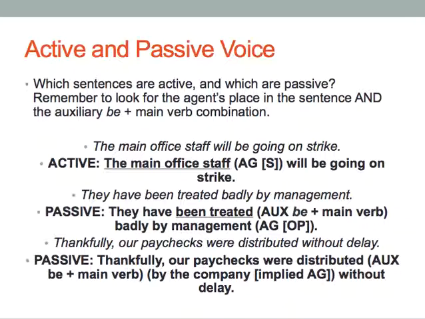And the last sentence is passive too. Thankfully, our paychecks were distributed by the company without delay. So again, we see that auxiliary be plus main verb combination, and the agent is in the predicate, the last part of the sentence. And that's what you want to look for in determining active or passive sentences. It's pretty simple.